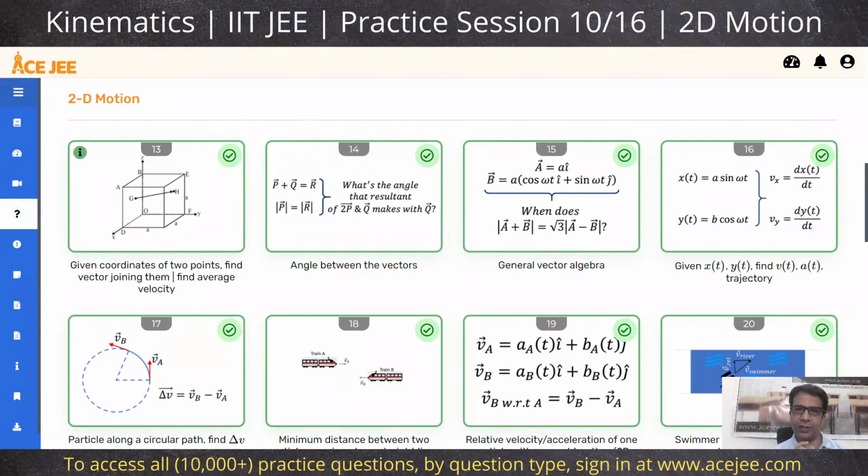Here we'll be dealing with the relative motion in two dimensions. Any questions? If not, then I'll get started. Yes, please. Any questions? No. So let me go ahead and get into number 16.